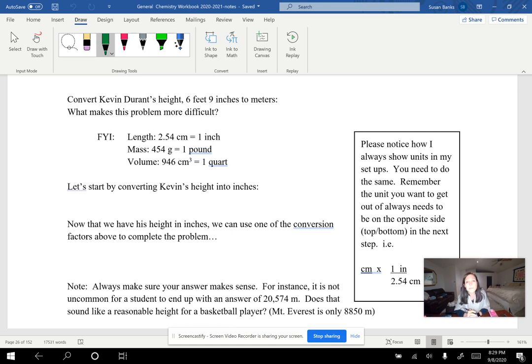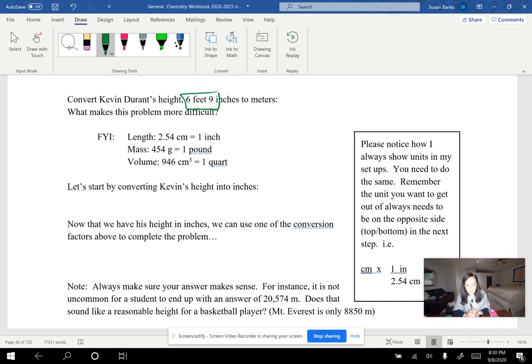What makes this problem a little bit more difficult? I think there are two things. In this, we're mixing the metric system with the English system. And the other thing is that I've got feet and inches. So we've got to make Kevin Durant's height into either just feet or just inches so that we can do this conversion.